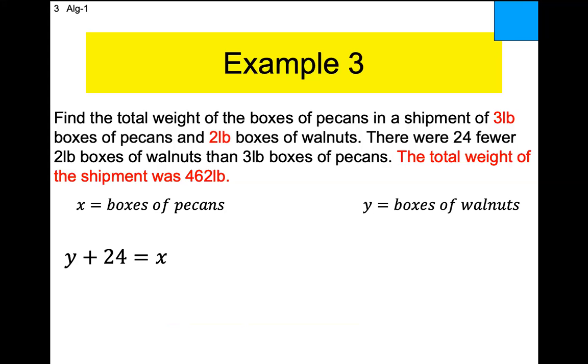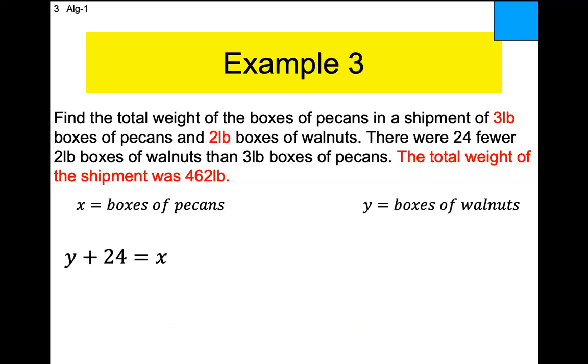Okay, so if you want to know how much all the boxes of walnuts weigh, not X plus what, just walnuts. How much do all the boxes of walnuts weigh? Well, I don't know. How many do we have? Y. So I take Y and multiply it by. I got boxes of walnuts. Each one of these is a box of walnuts. Each one weighs what?